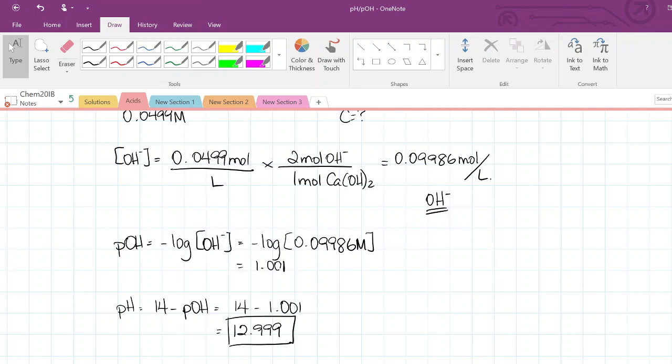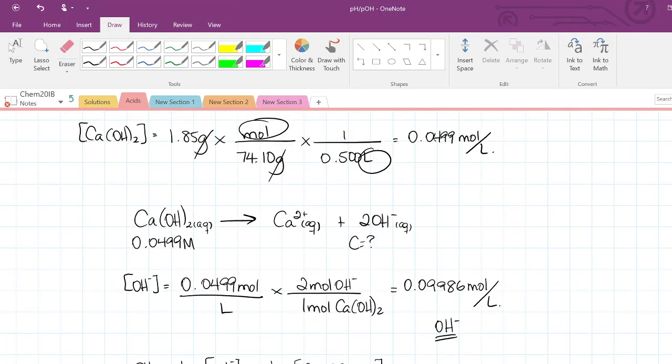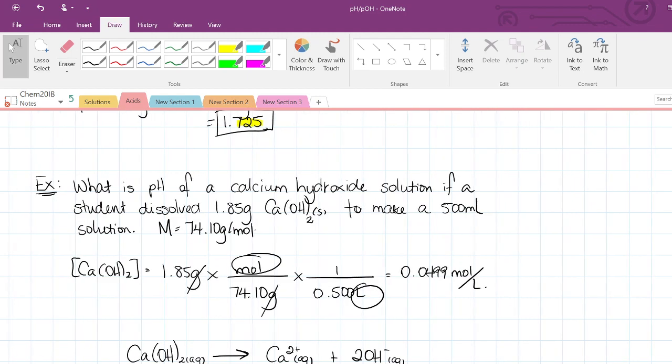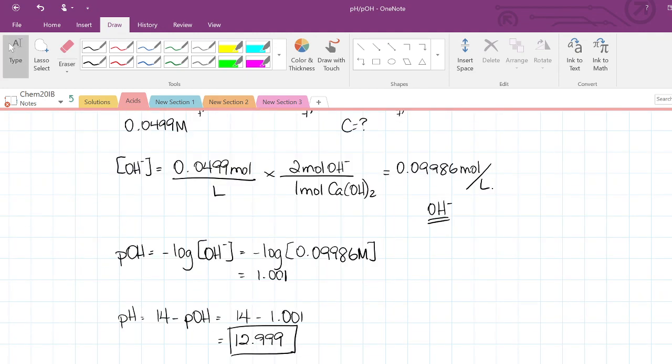Once I've got that concentration of the hydroxide, now I can calculate pOH. So pOH is going to be negative log of 0.09986 moles per liter. That gives me 1.001 as my pOH. And then my pH is 14 minus the pOH, so I get 12.999. And I keep the 3 decimal places because my smallest number of significant digits here was 3, which means that if I had stopped at my concentration, it would have been 3 digits. So my significant digits for pH is 3 decimal places.